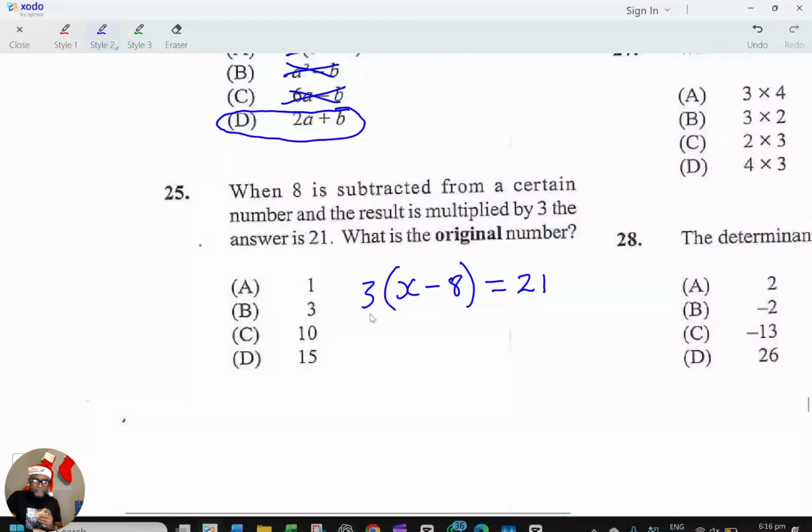Right, so what are we doing here? We're going to do the same thing we just did. The carried is 3 here, 3, and we divide by 3, right? So x minus 8 is equal to 21 divided by 3, which would be 7. Carry the 8 here, and you will add. So 8 plus 7 would give me 15.